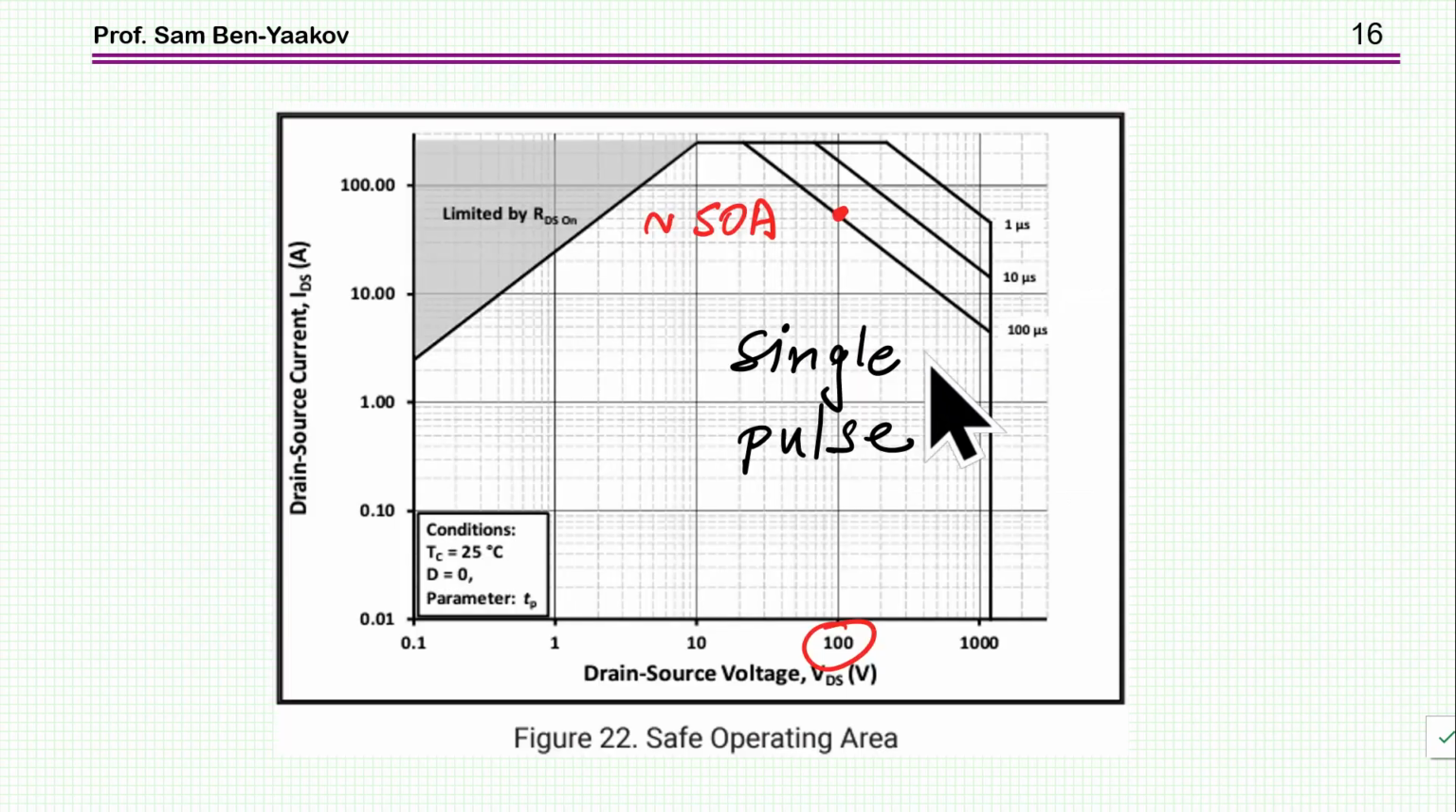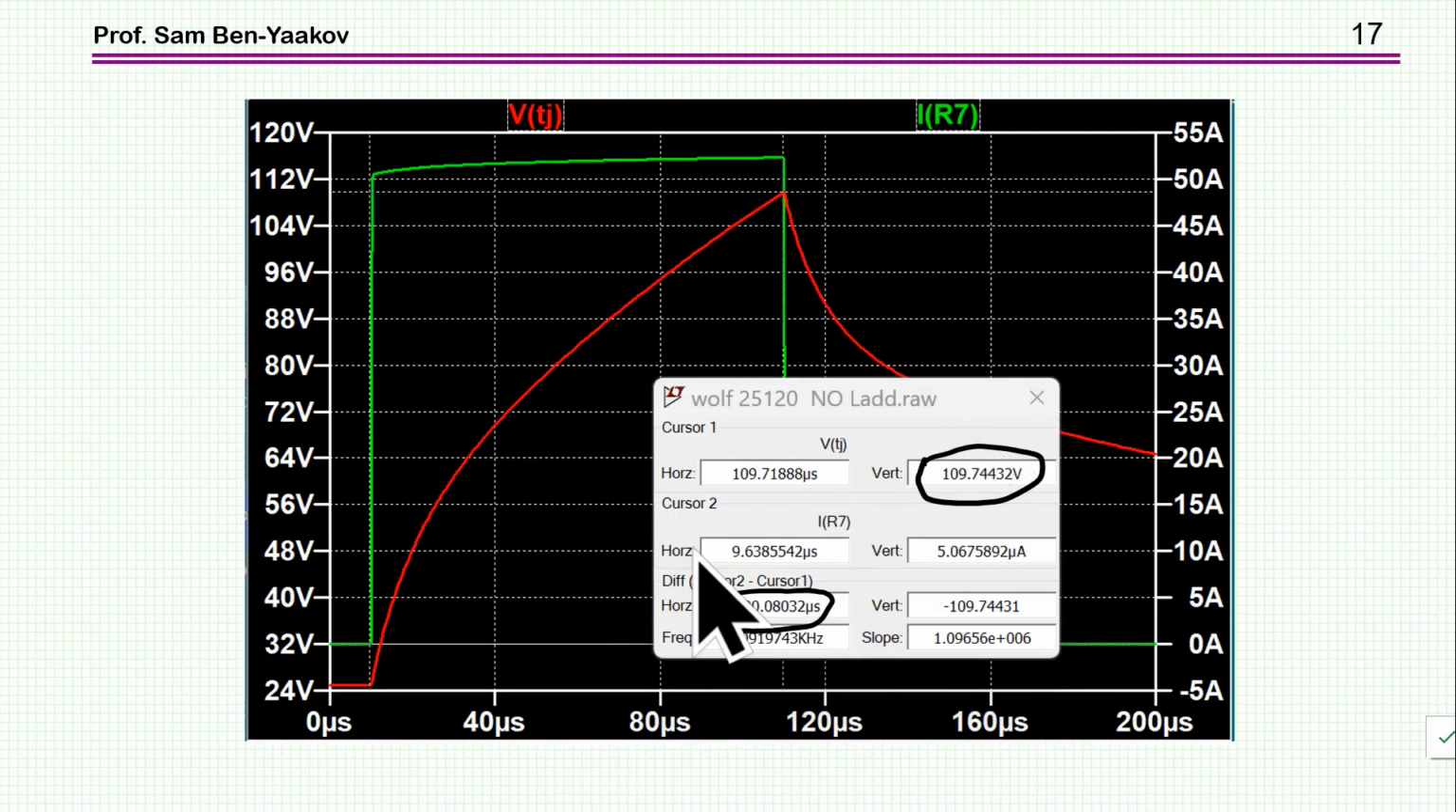So just to see if maybe this is a wrong point or whatever, I've tried another point. In this case it's 100 volt. So I've adjusted the voltage to be 100 volt and the current to be 50 amp with a pulse width of 100 microsecond. And here is what I'm getting in this case. This is the temperature of the pulse. This is the current, 50 amp. And you see that I'm getting again 109.